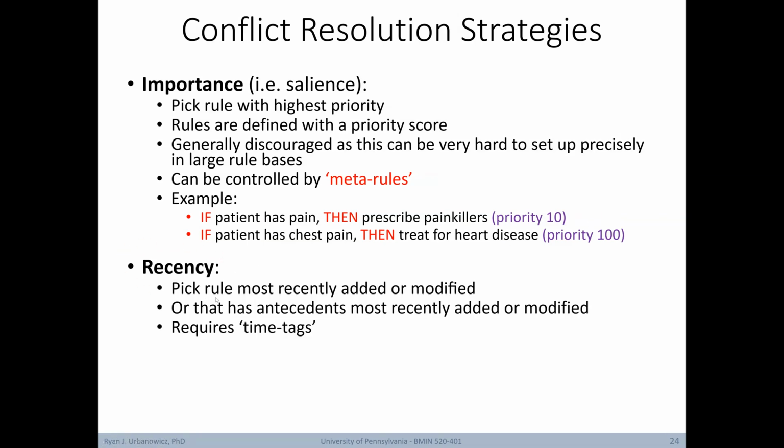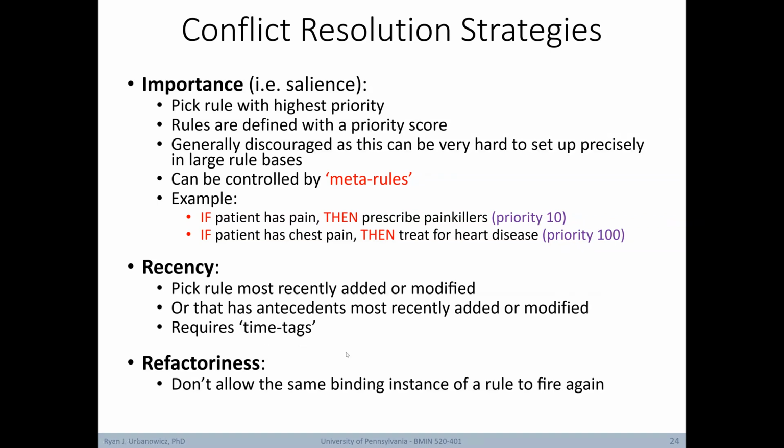Yet another conflict resolution strategy is that of recency. In this case, we want to pick the rule that was most recently added or modified, or that has antecedents most recently added or modified. The downside here, of course, is that you're going to have to require time tags in your implementation. And the last conflict resolution strategy we'll mention is refractoriness. This approach just doesn't allow the same binding instance of a rule to fire again.